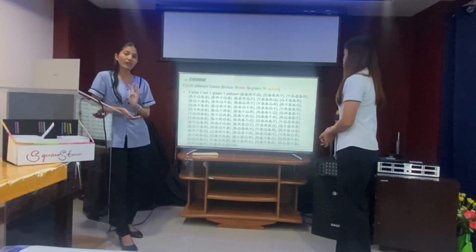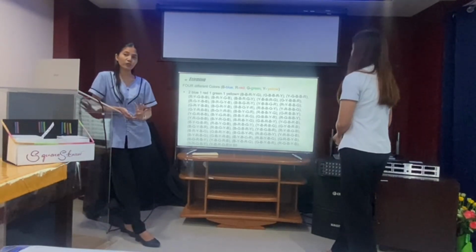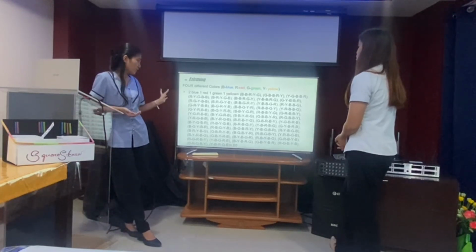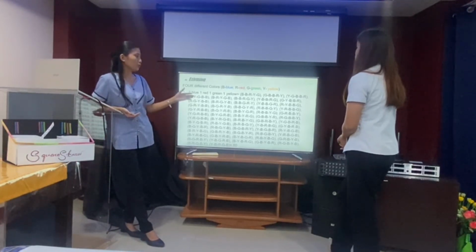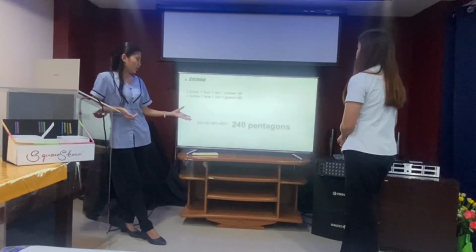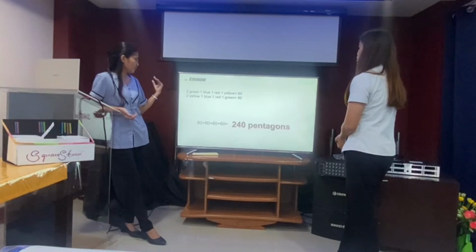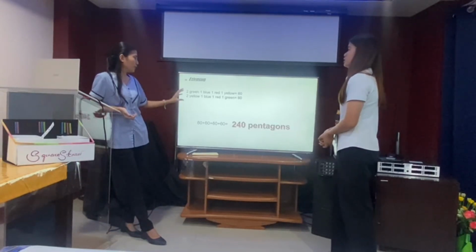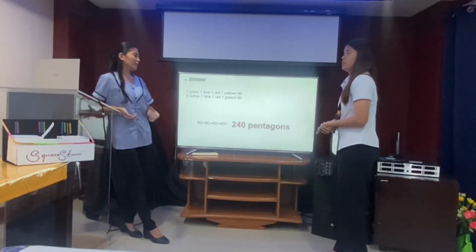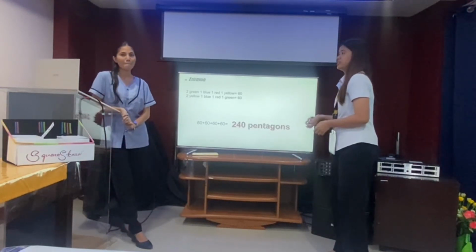If we have 4 different colors to make unique pentagons, we have these combinations: 2 blue, 1 red, 1 green, 1 yellow, and we will create 60 pentagons. The other combinations are the same, again 60 and 60. So all in all, 240 pentagons.